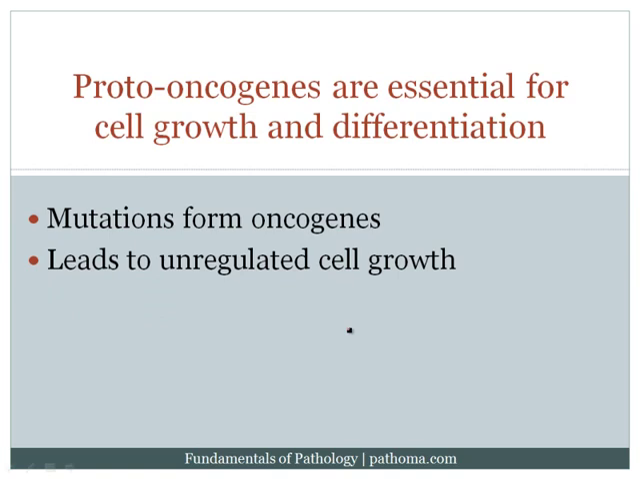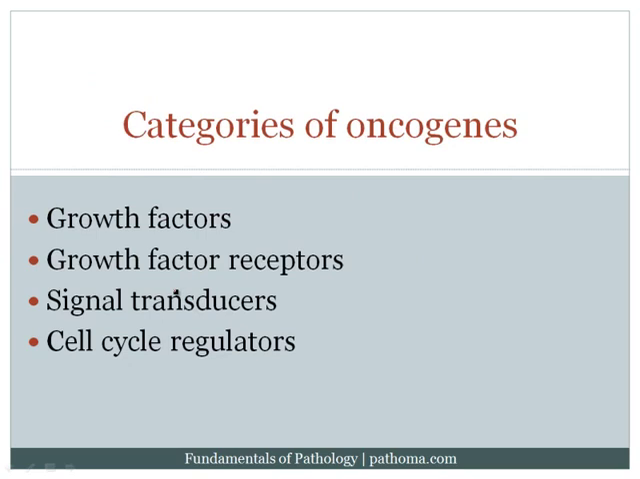All right, what are proto-oncogenes? Proto-oncogenes are genes that are essential for cell growth and differentiation. All our cells normally have proto-oncogenes, and those proto-oncogenes are necessary for cell growth and differentiation. However, when a proto-oncogene gets mutated, it becomes something called an oncogene. And oncogenes lead to unregulated cell growth. Here are the key categories of oncogenes. The categories of oncogenes include growth factors, growth factor receptors, signal transducers, and cell cycle regulators.